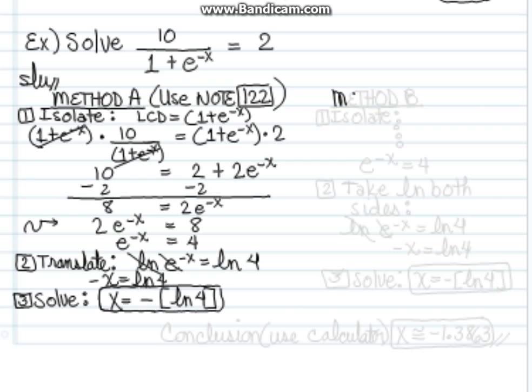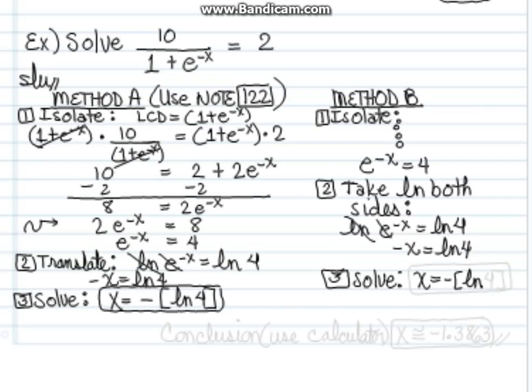So I'm going to repeat this method B basically the same way. I should have translated in step 2 and I didn't. And so this method B is really exactly the same thing. Let's just run through it real quick because it's just the same thing. I did exactly what I said I was going to do there, though. I took the natural log of both sides.